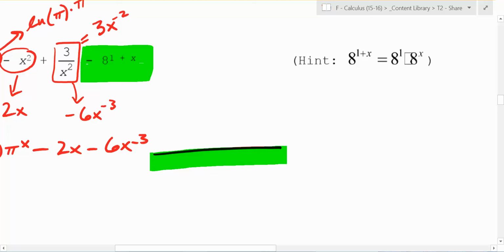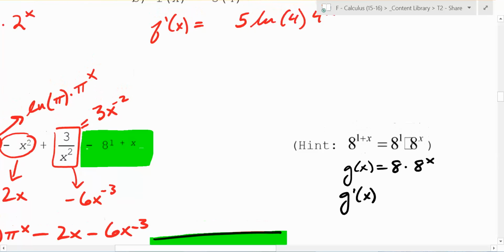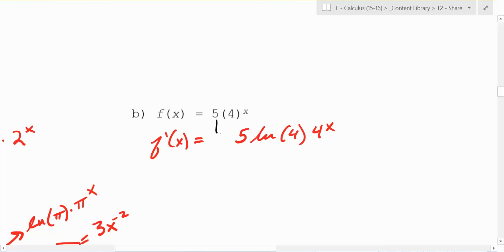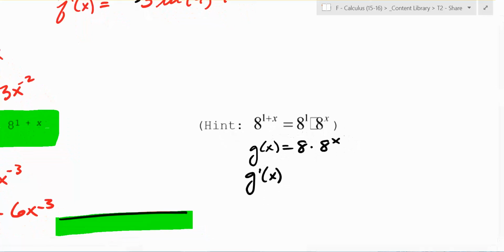Well, is there a hint over to the right? Let's say g of x is equal to 8 times 8 to the x. Does anybody want to tell me what g prime is going to be? What does that 8 do in the front? It doesn't go away, but what happened up here? What happened to the 5? The 5 is just along for the ride. So it's going to be 8 times what? What's the derivative of 8 to the x? ln of 8.